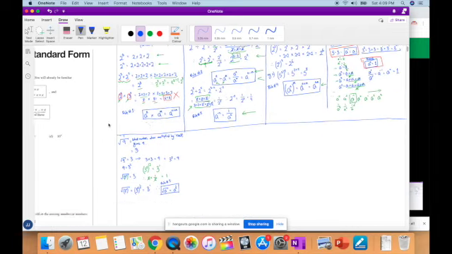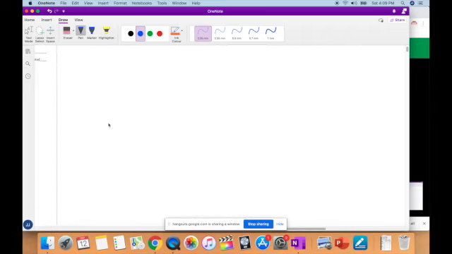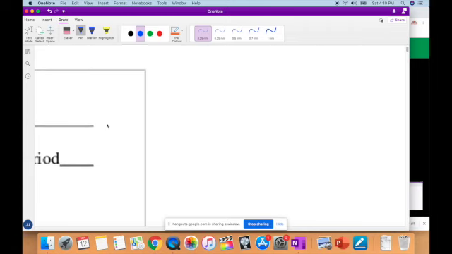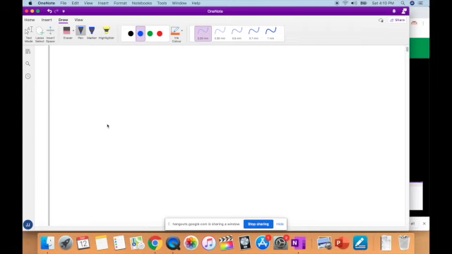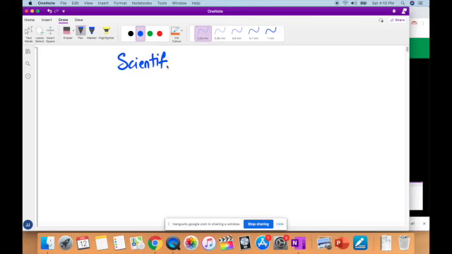Okay. Now we're going to move on to another easy topic that's related to indices. And this one is called scientific notation. Has anybody done scientific notation before?